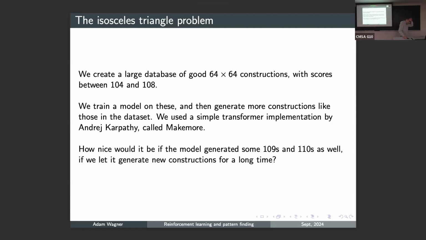How nice would it be if, after we train a transformer on these constructions and ask it to give us more, eventually it would give us, by accident, some constructions that are even better than the ones we had in the training set. So that's what I hoped. Maybe if you just generate 1 million new constructions, some of them will have 109, 110, or maybe even more points in them.